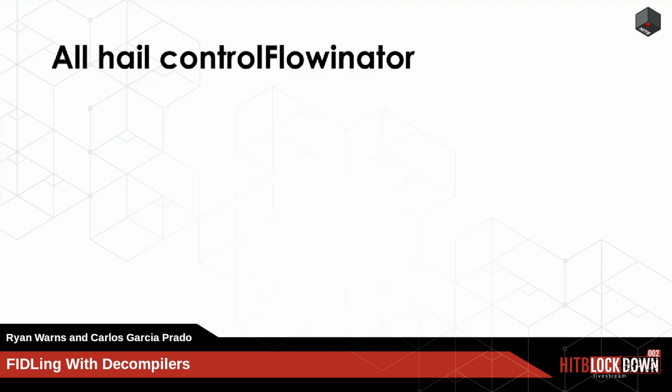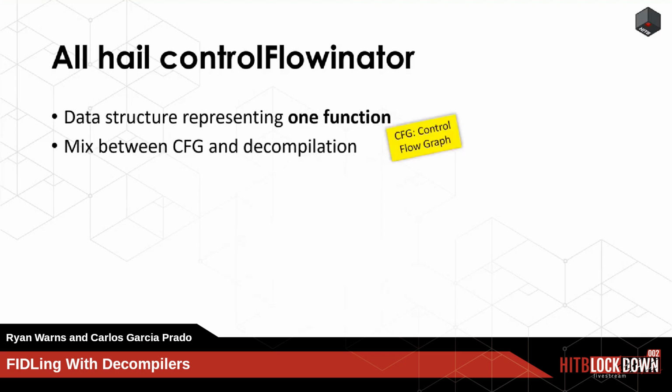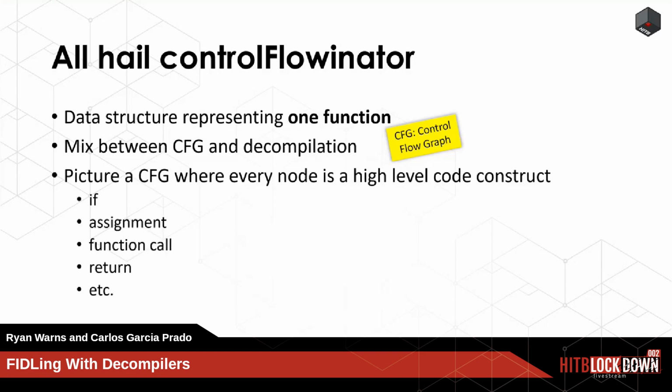But let's talk a little bit about the internals of Fiddle. One thing that you're going to be using all the time if you choose to use Fiddle is this thing called the control flowinator. We know it's a dumb name. We like dumb names. This essentially is a data structure representing a single function. You can think of it as a mix between a control flow graph and the decompilation output that we showed you before. Imagine a control flow graph, like the one you have in assembly mode, but now every node is actually a high-level code artifact, for example an if statement, an assignment, or a function call.